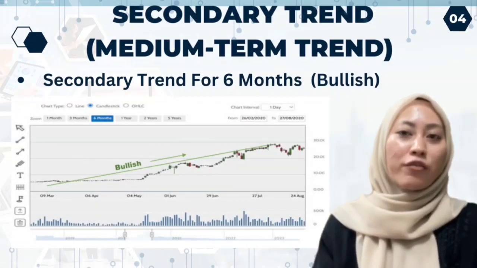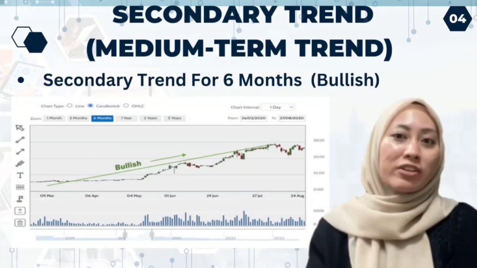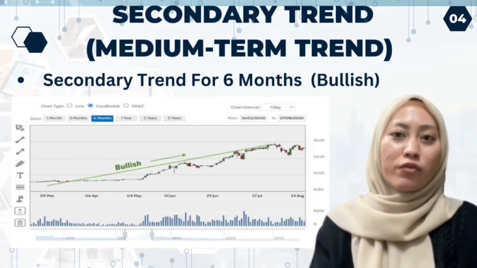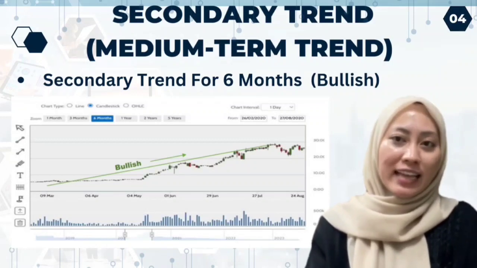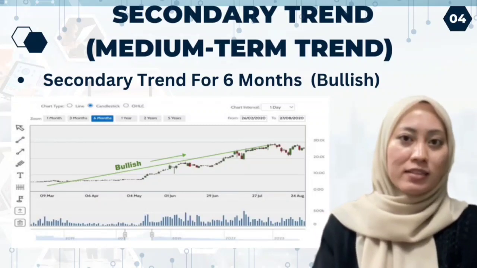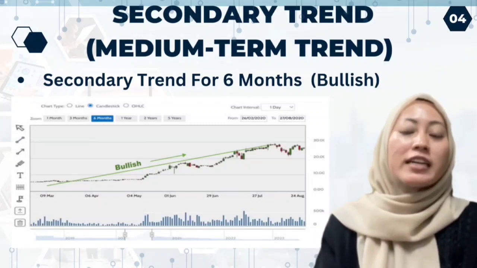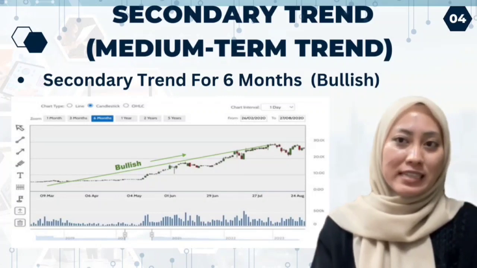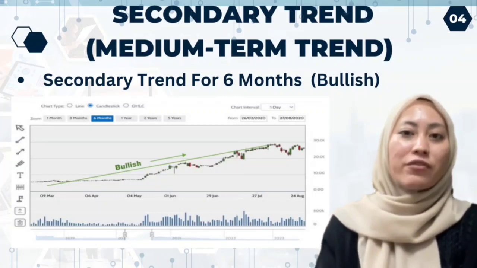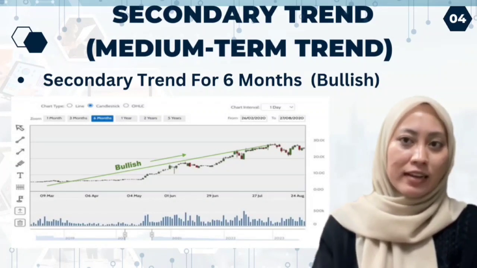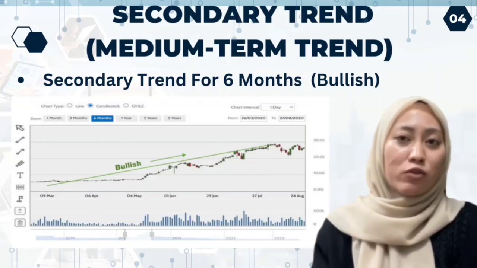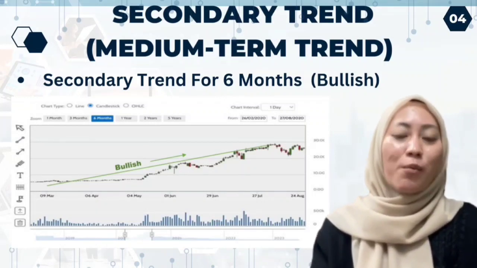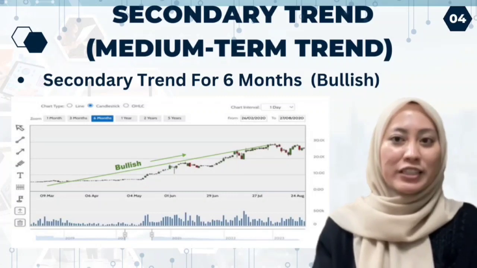Next, this is the part of the secondary trend, which is the medium-term trend, for bullish 6 months. Based on the candlestick chart provided for Top Glove over 6 months, the chart shows an upward pattern, which is bullish, indicating a sustained increase in the stock price. Furthermore, on 6 March, the close price was RM2.60, while on 6 August, it rose significantly to RM28.40. This price increase was due to increased demand for Top Glove products, and this demand also positively influenced the stock price, contributing to the bullish movement in the chart.